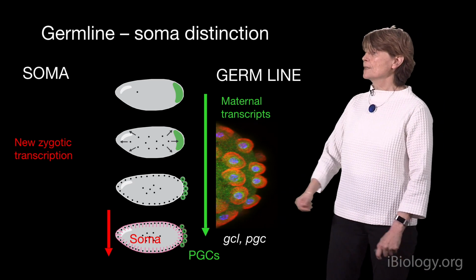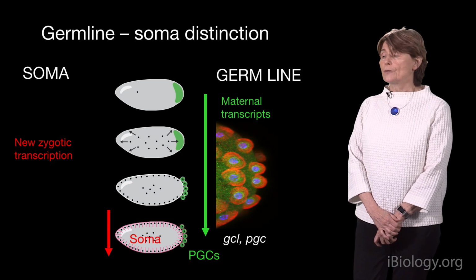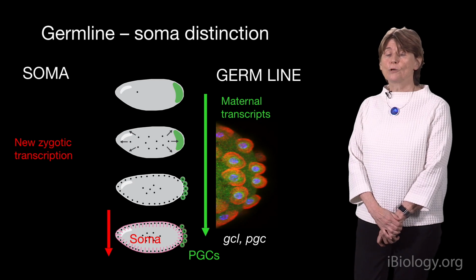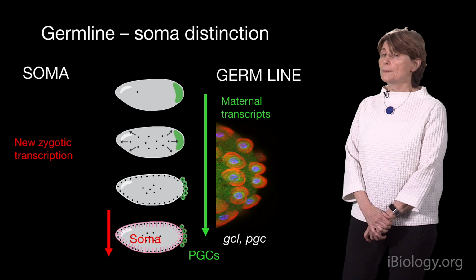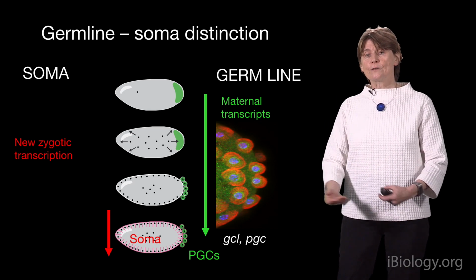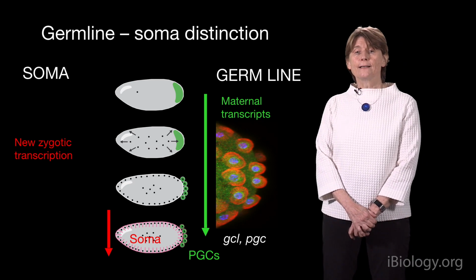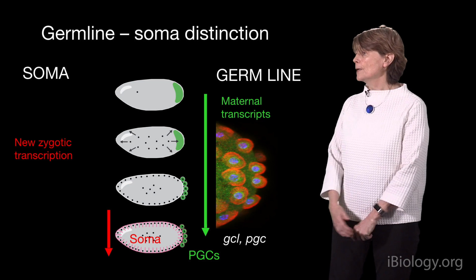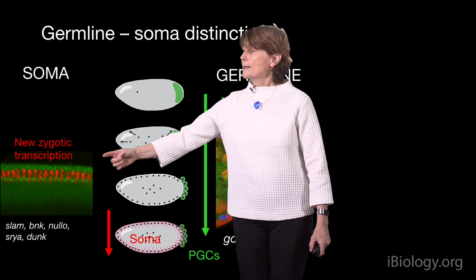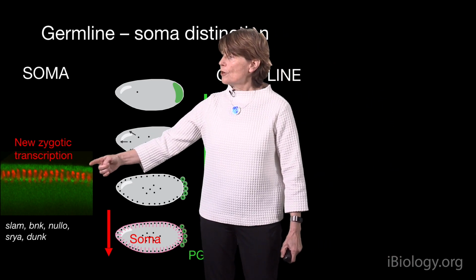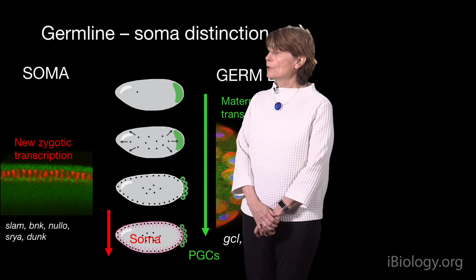And there are 2 genes that I will be talking about today, germ cell-less and polar granule component, which play an important role in setting the germ cell apart. And if you have listened to part 1, these are 2 of the localized RNAs that I was talking about in part 1.